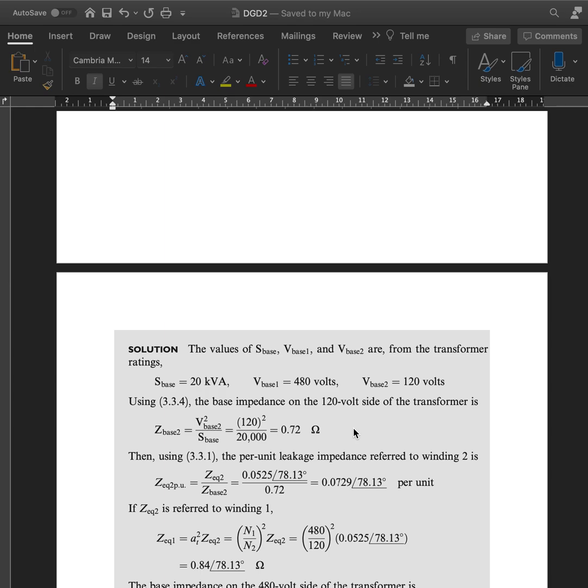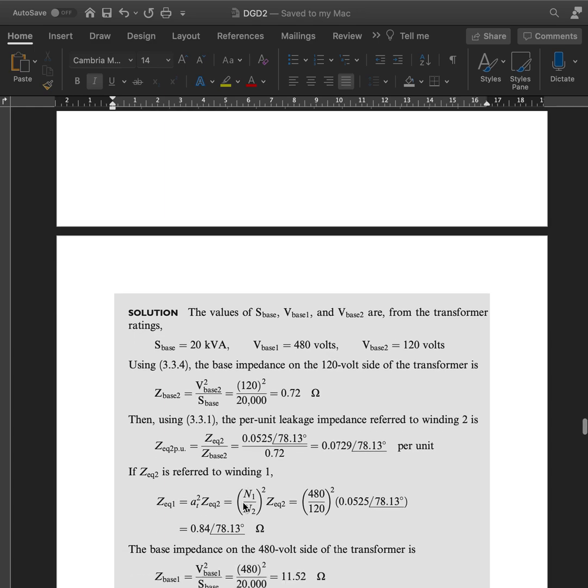Now, referring Z equivalent 2 to winding 1, all we have to do is multiply Z equivalent 2 times the turns ratio squared, N1 over N2, which is 480 over 120 squared, and we get 0.82.